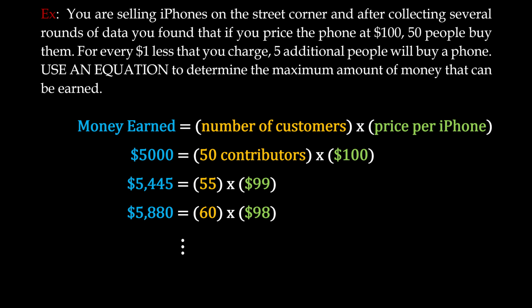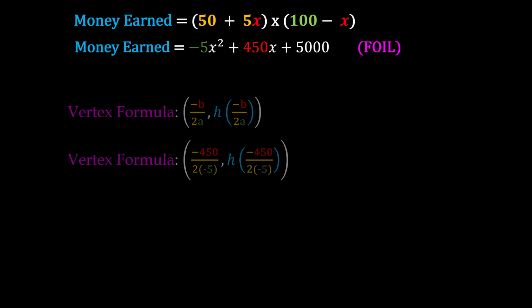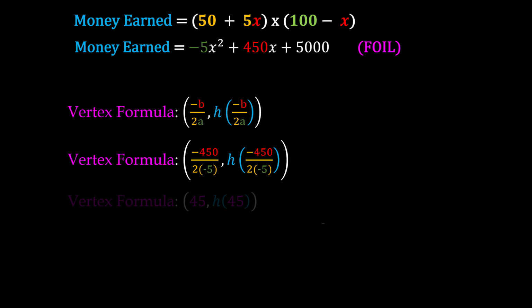Now we have to find a pattern. As the price is reduced by a single dollar, how does the amount of people buying the phone change? It increases by 5 each time. For every dollar decrease, there's an increase of 5 people. Now let's FOIL everything. What we're left with is another quadratic with a negative leading coefficient. To find the maximum amount of money that you can make is the same as finding the y-coordinate of the vertex.